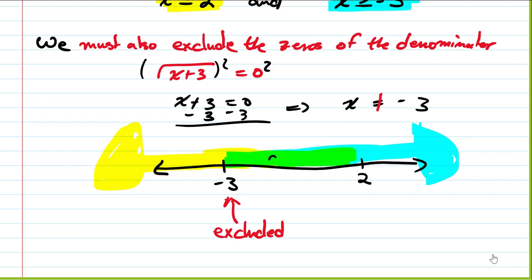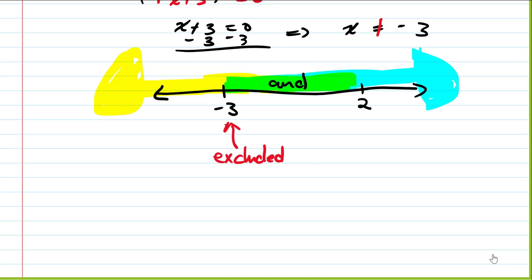So our AND is where those two things overlap, and negative 3 is excluded. So we would get negative 3 in a rounded parenthesis, not included, up to the number 2, included. So that would be our domain of that problem. So a couple things to keep in mind when we're finding the domain of different functions.